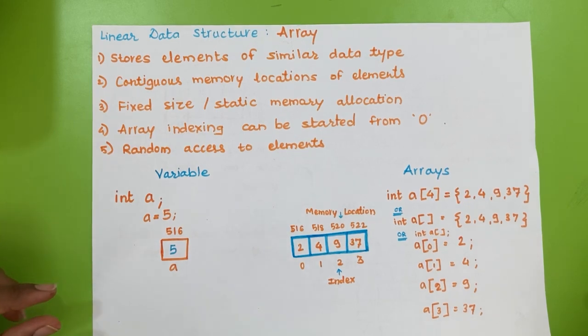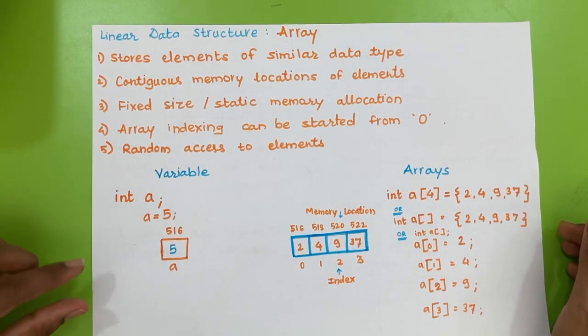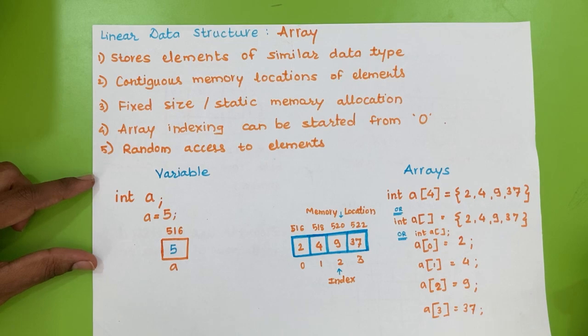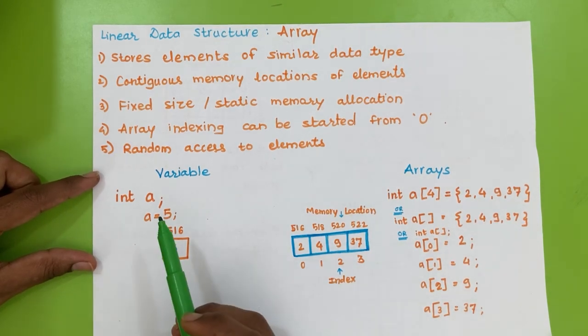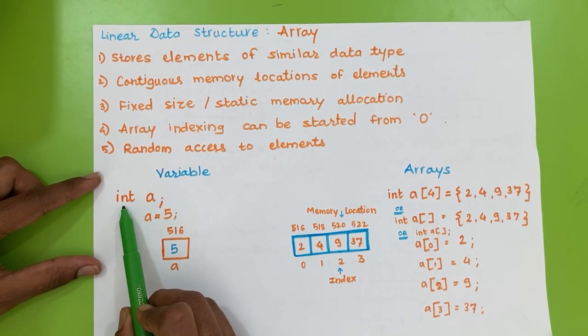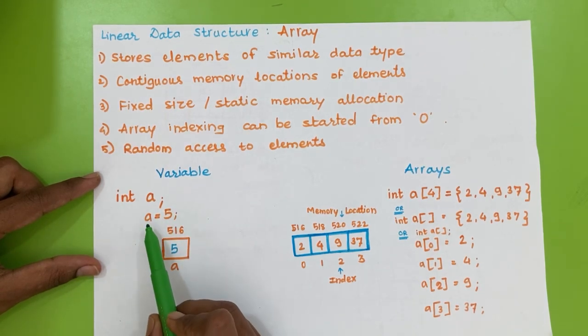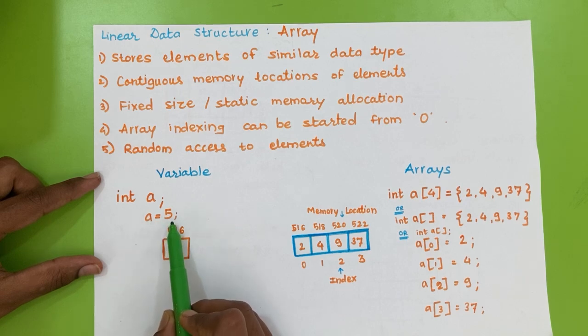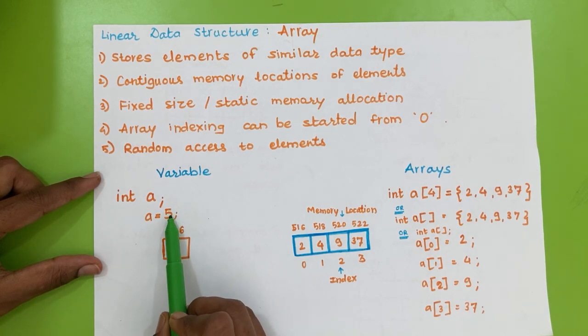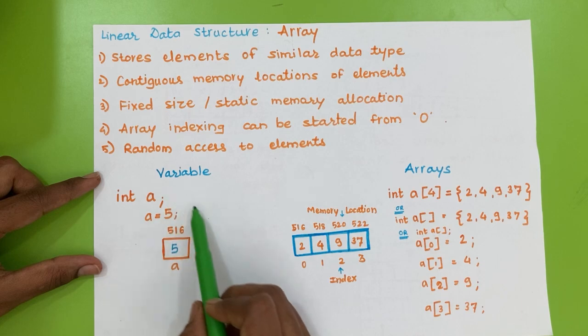Now we will discuss the linear data structure array in this video. Before discussing what is meant by array, we will see why there is a need to learn arrays. We know what is meant by variable. Suppose in programming, I declare int a as an integer, and I write a is equal to 5, which means the value 5 is assigned to a. What happens in memory actually? In memory, at some location we name that location a, and I put the value 5 at that location. So this is nothing but a variable.